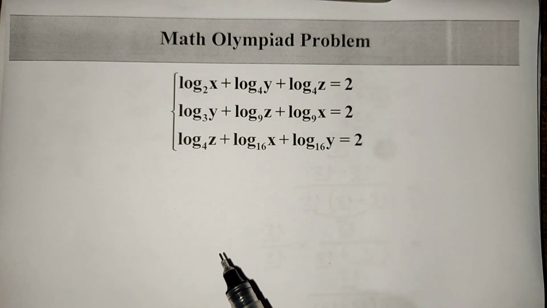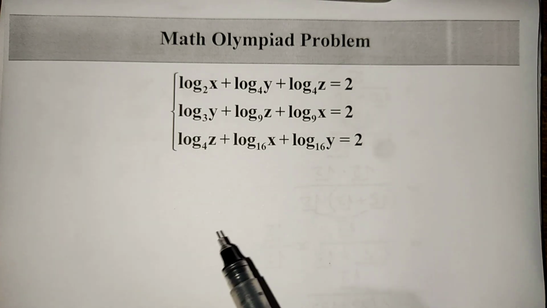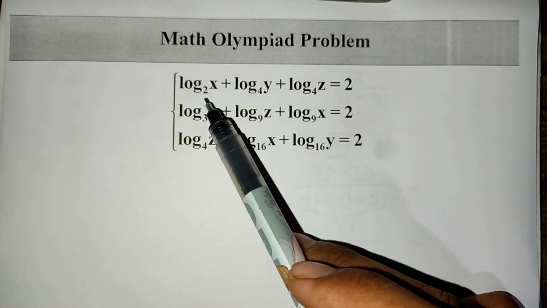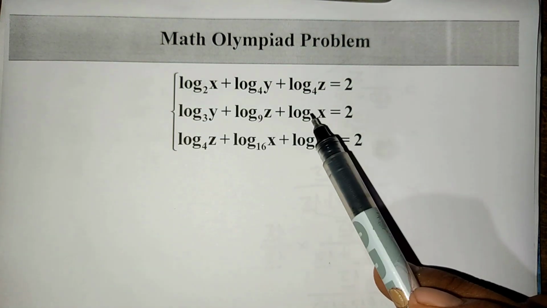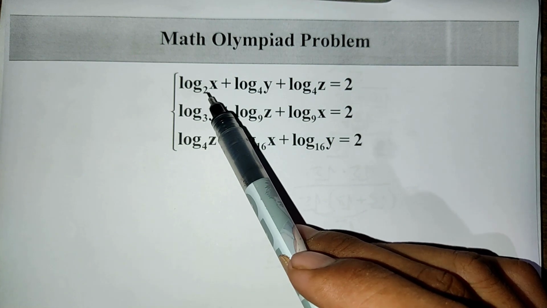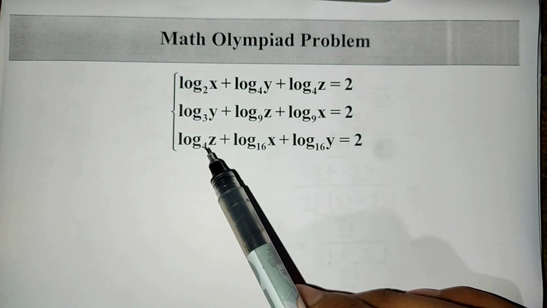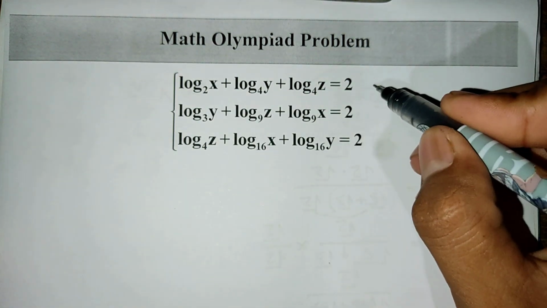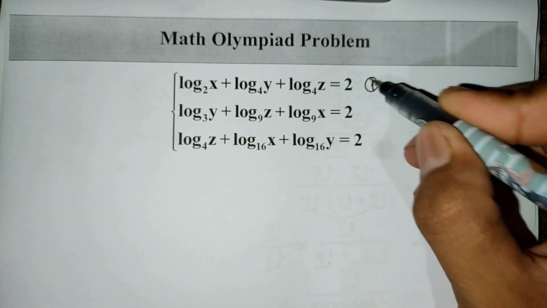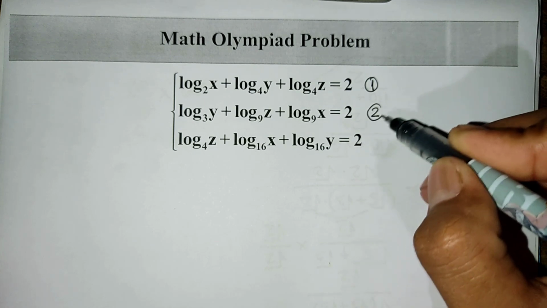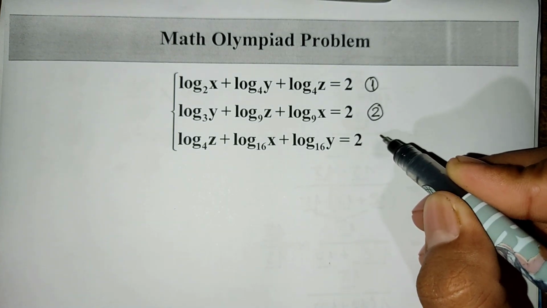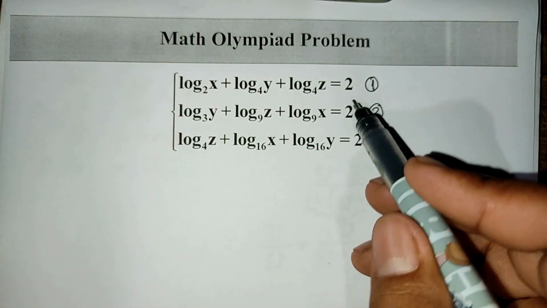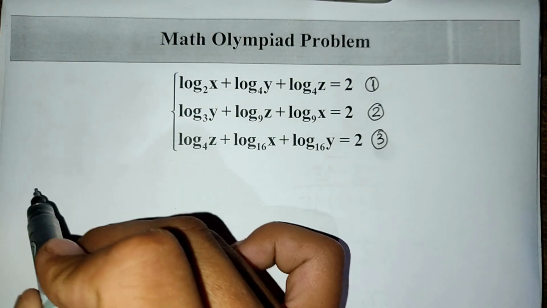In this video, we are talking about how to solve a system of logarithmic equations that have base 2, base 3, and base 4. Here I label the first equation, here the second equation, and here the third equation. Okay, now the first step is the first equation.